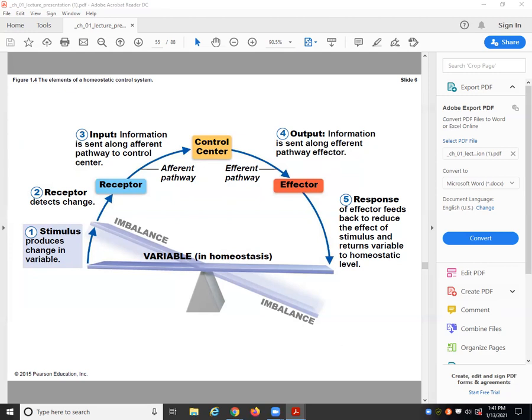And you'll use some response from that effector. It's going to feed back to reduce the effect of the stimulus, return you back to balance, back to homeostatic level. Okay. So if there's a change, you detect it, have a response, go back to normal. Does that make sense? Okay.